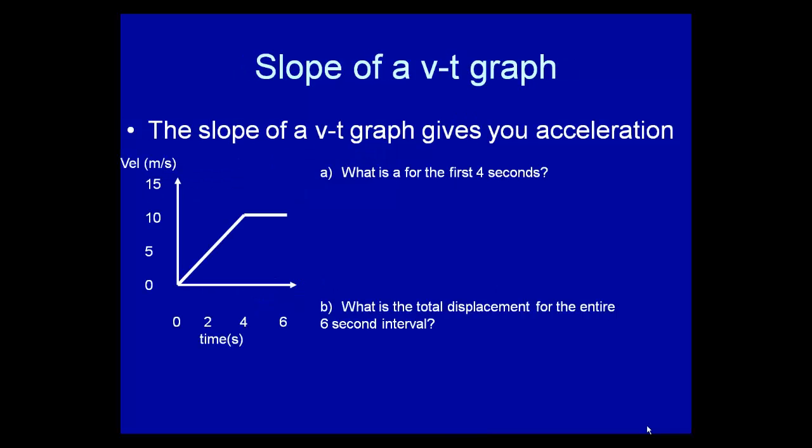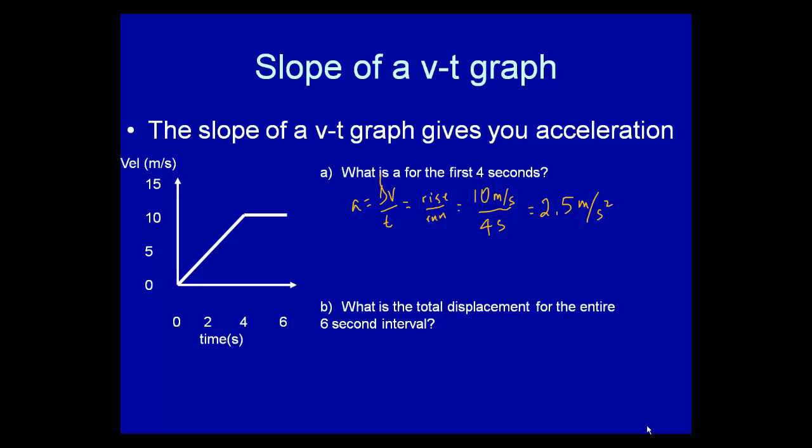Now let's do a sample problem. The slope of a velocity time graph gives you acceleration. I'm just going to tell you that and remind you of it. So what's the acceleration for the first 4 seconds? So a is equal to delta v over t, which is rise over run, which is 10 meters per second divided by 4 seconds. I just simply get those values off the graph.